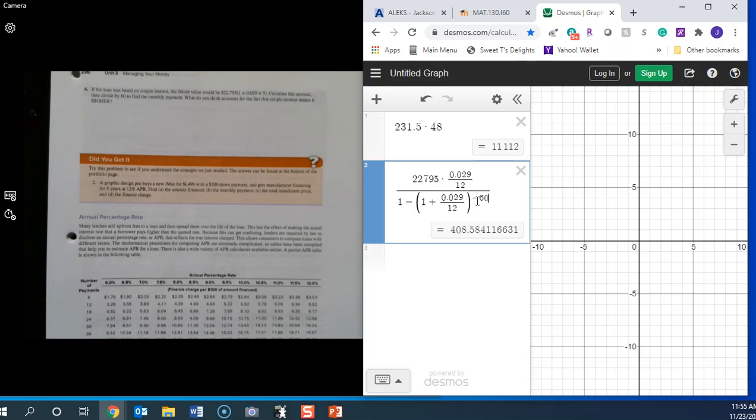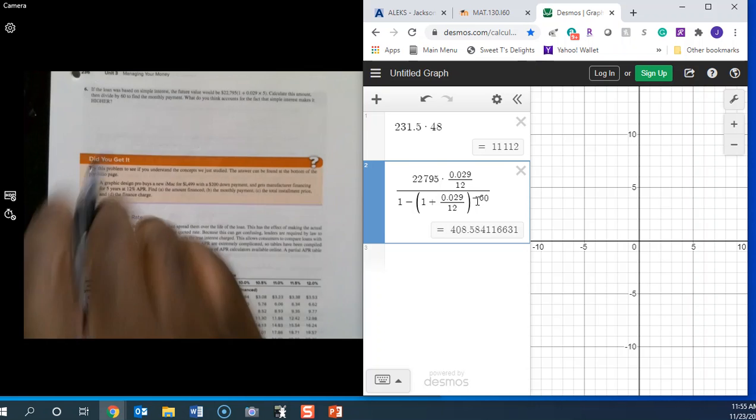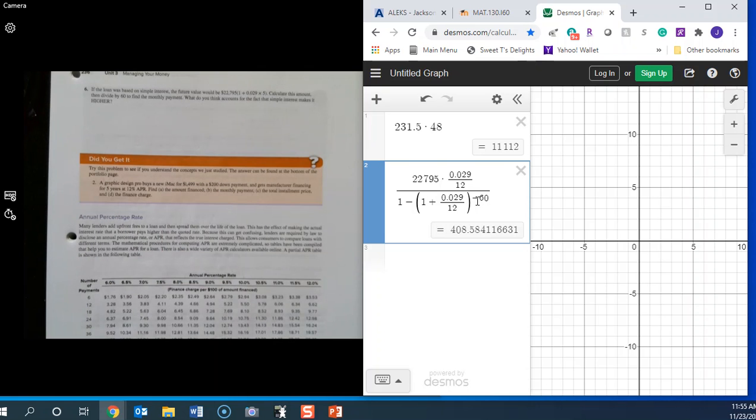So let's go here to number 6. If the loan was based on simple interest, the future value would be 22,795 times 1 plus 0.029 times 5. Calculate this amount, then divide by 60 to find the monthly payment. What do you think accounts for the fact that simple interest makes it higher? Okay, so we're going to put this in our calculator.